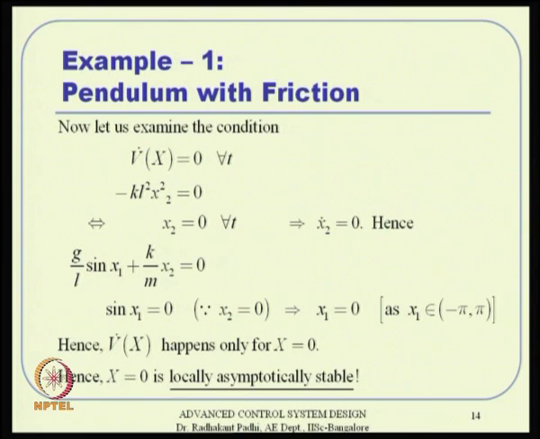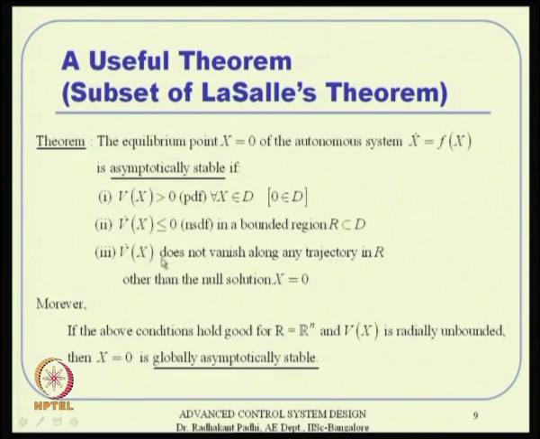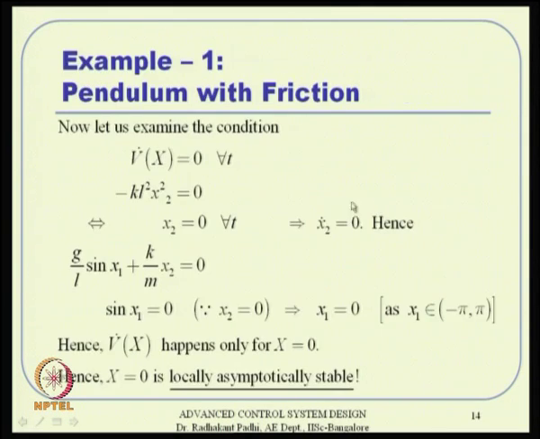Okay. So, using this theorem that we just talked about, V dot of x does not vanish along any trajectory other than the null solution x equal to 0, and using this theorem we will be able to tell that this system, this x equal to 0, is asymptotically stable. So, that is what you are able to do.